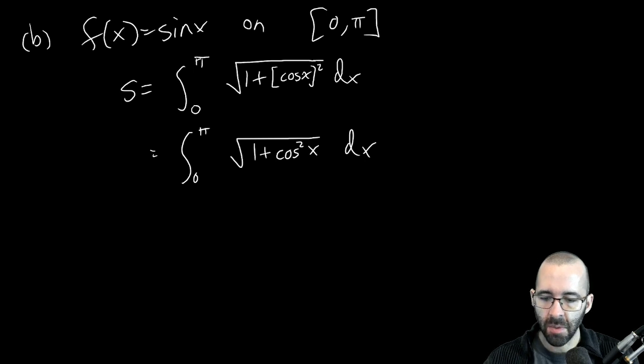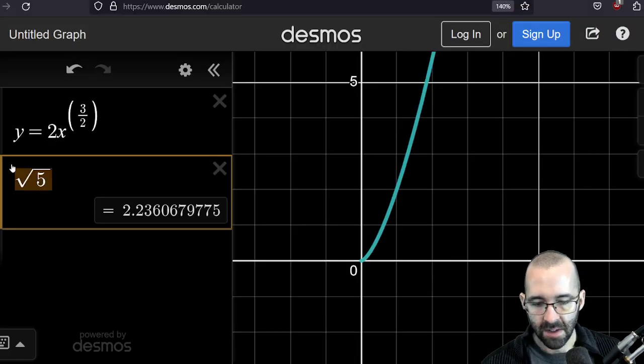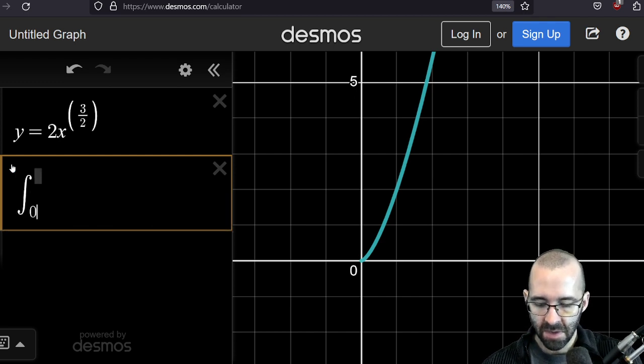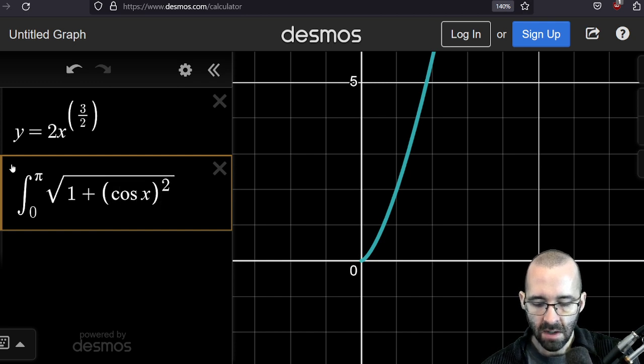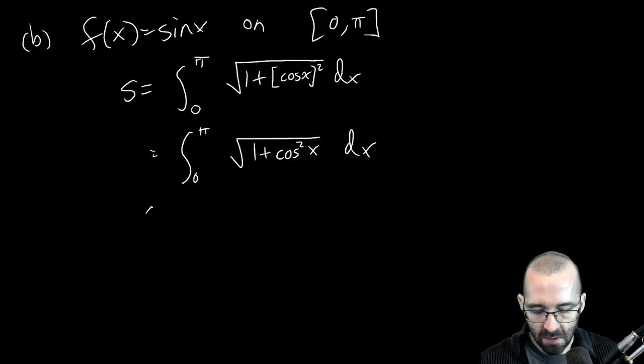Let's get some practice doing what it wants us to do in the textbook, and let's evaluate this integral from 0 to pi of the square root of 1 plus cosine of x squared dx. You can type that into Desmos and get an approximate answer, 3.820 units.